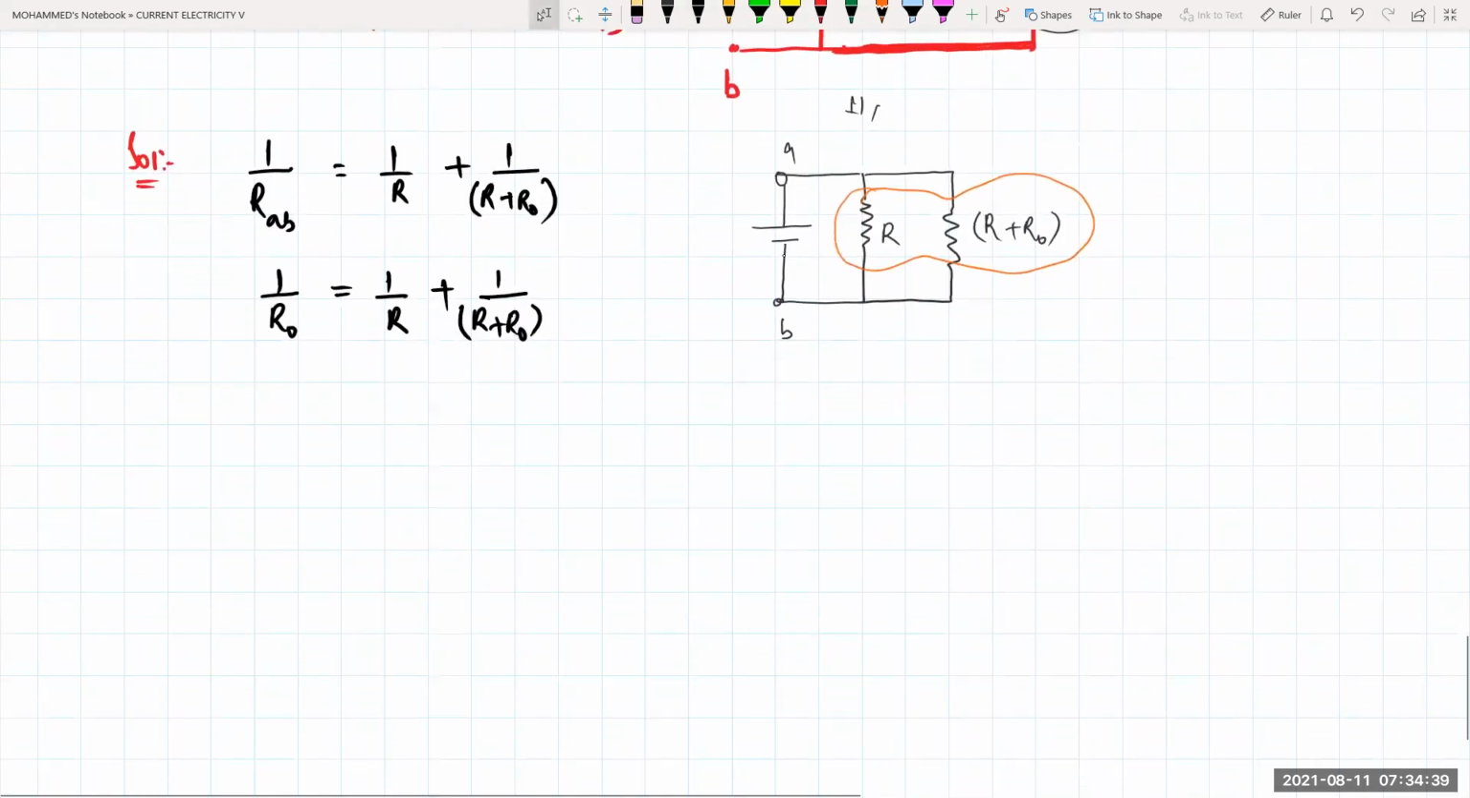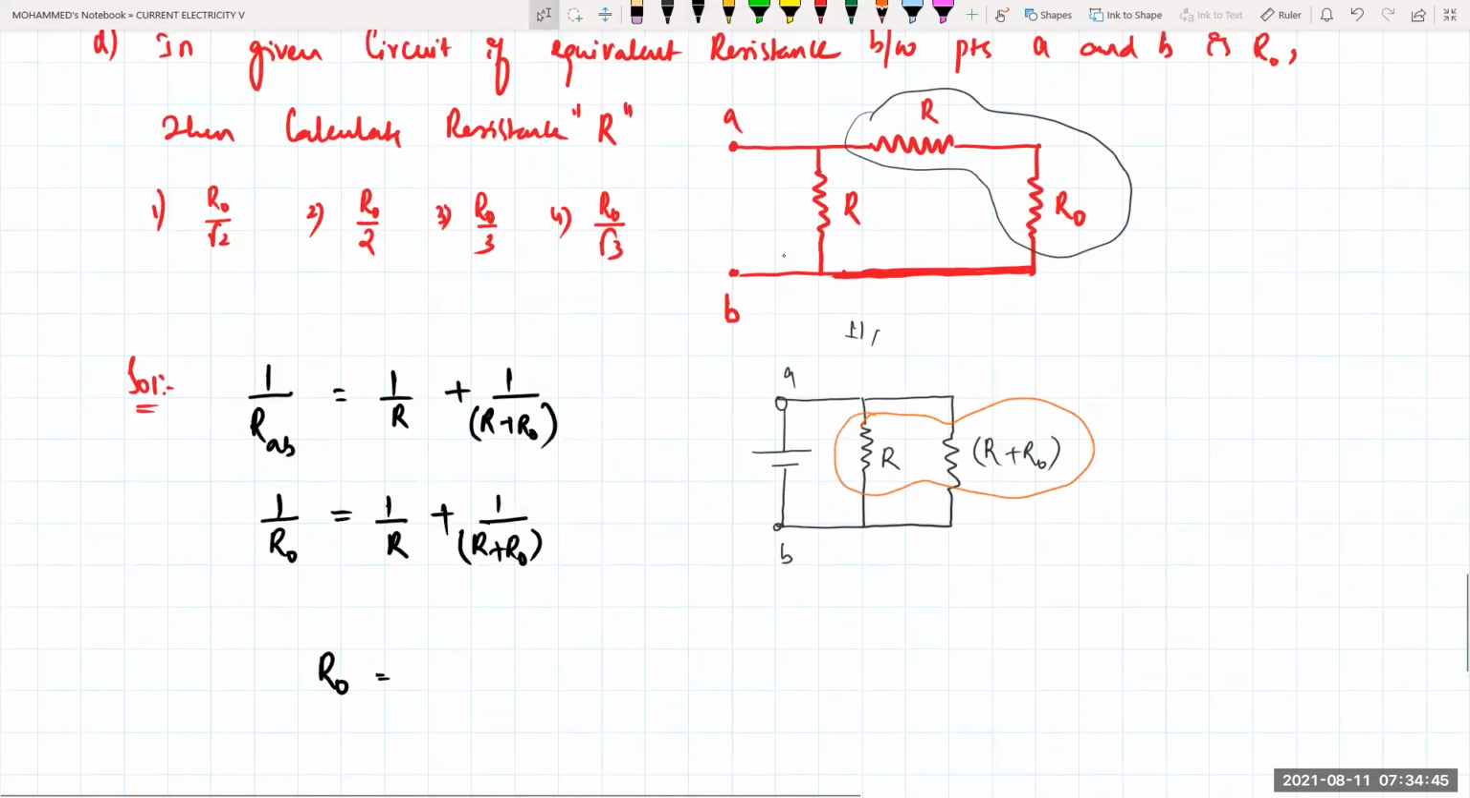Yes. Okay, so R0 will be equal to. Okay, there is one more resistance in this one. Sorry, I forgot it. So there is one more resistance here right now.